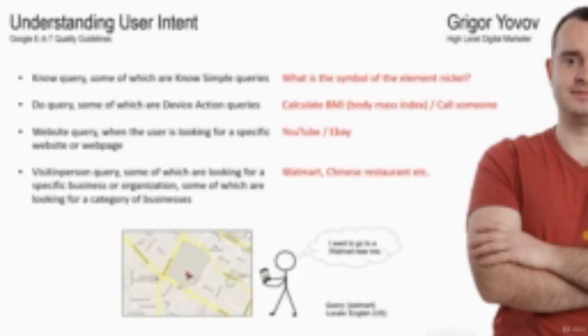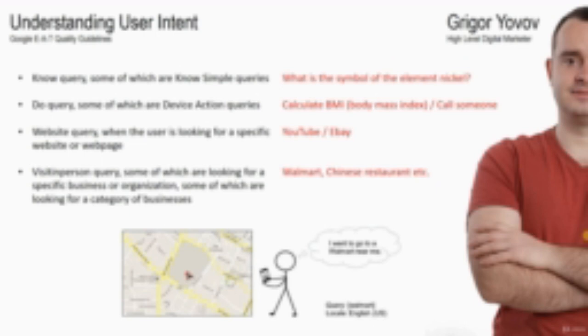Hello. In this lesson, we'll talk about the user intent and how Google is trying to understand the user intent, and how the Google staff will evaluate the quality rating of the mobile results according to the Google EAT quality guidelines. And we have literally four major types of user intent.